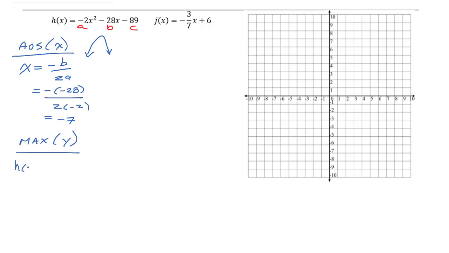So if I want to be technical, I really should write it like this. H of -7 equals -2 times -7 squared, minus 28 times -7, minus 89. Do all your calculations. I'm just going to write down what I got in the end. I got 9 out. So that tells me my vertex is at -7, 9. Great. So -7 over 9 down.